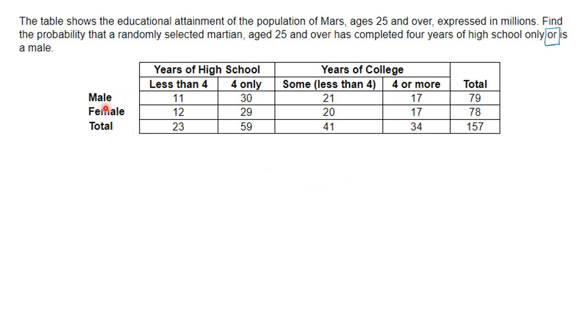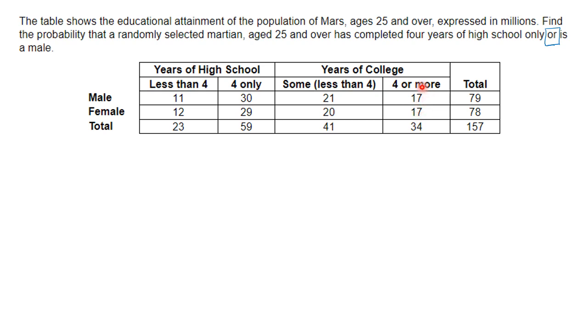We have two rows. The first row is the population of males. That's the total. The second row is the population of females. Then we have four different columns. The first one is those who completed less than 4 years of high school, right here. And then those who completed 4 years of high school only, right there. Then those who completed some college, less than 4 years of college in this column, and those who completed 4 or more years of college right here.